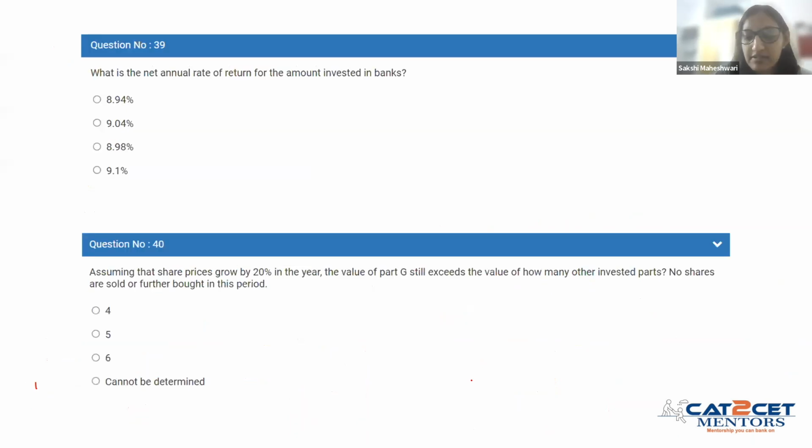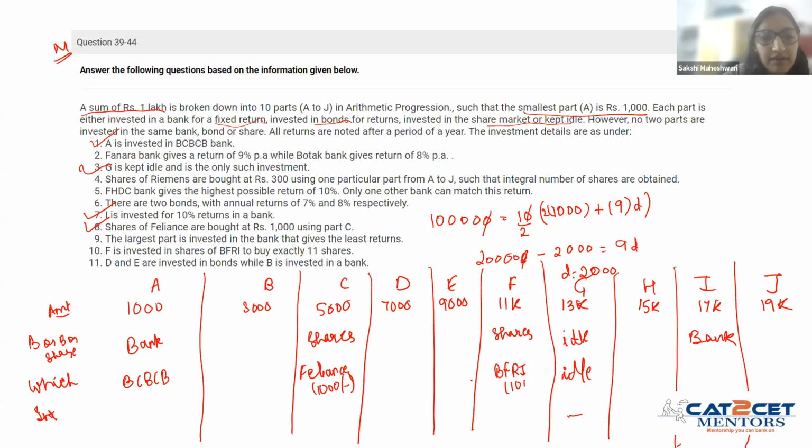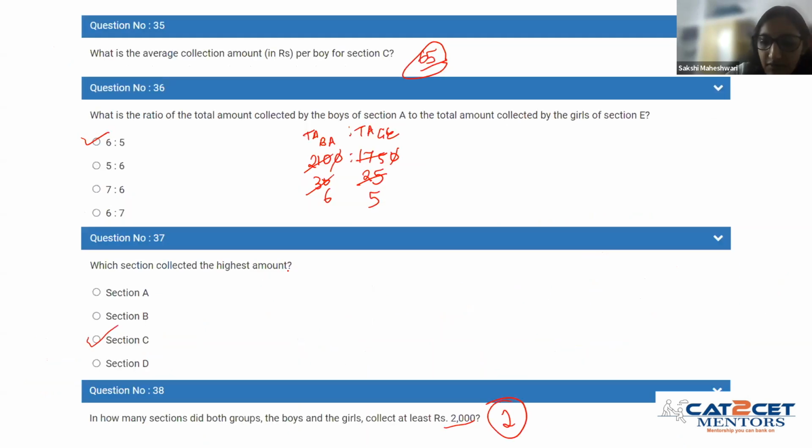Now let's move to what questions we have. So net annual return for the amount invested in banks. So how much amount is invested in banks? A. Where did this information go?